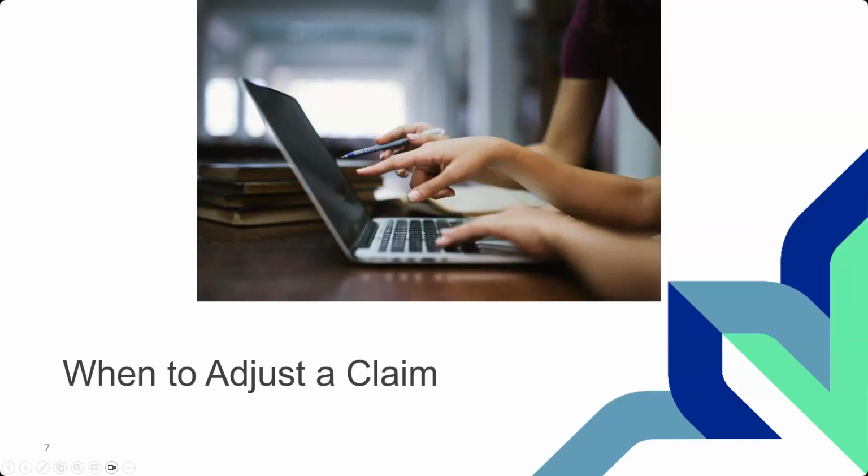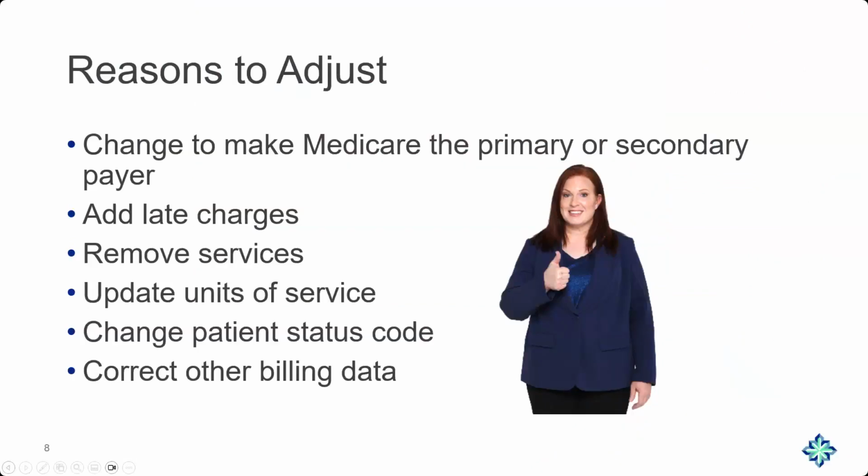So when is it appropriate to request a claim adjustment? Adjustments to make Medicare the primary or secondary payer. MSP rejections are consistently some of our top denials. But the good news is that you can correct these claims through the adjustment process. If you didn't know that the patient had an insurance that was primary to Medicare, you can bill the primary and then adjust your claim to show that the primary payment was made.